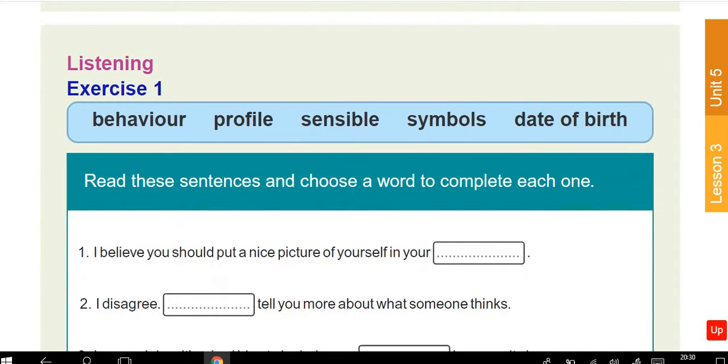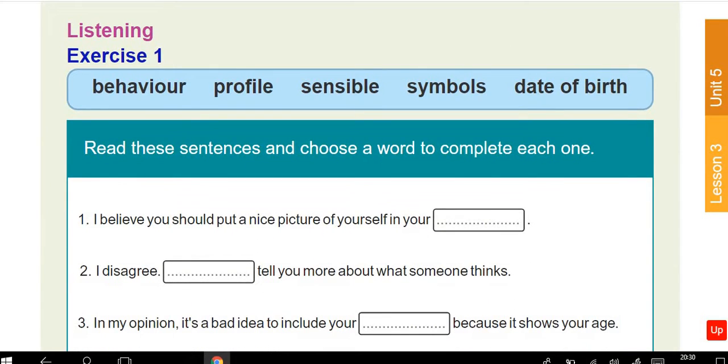Okay, let's look now at these words in vocabulary. We have the words behavior, profile, sensible, symbols, and date of birth. Behavior means conduct, and it's a noun. The verb from behavior is behave. Behave yourself. This is the verb.